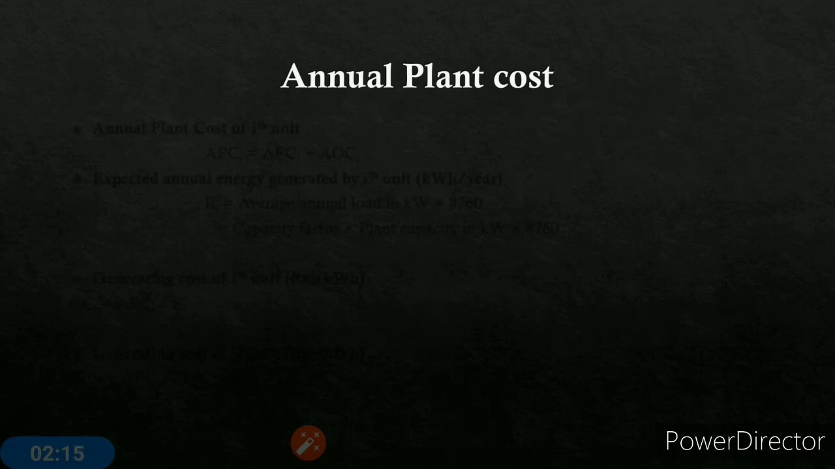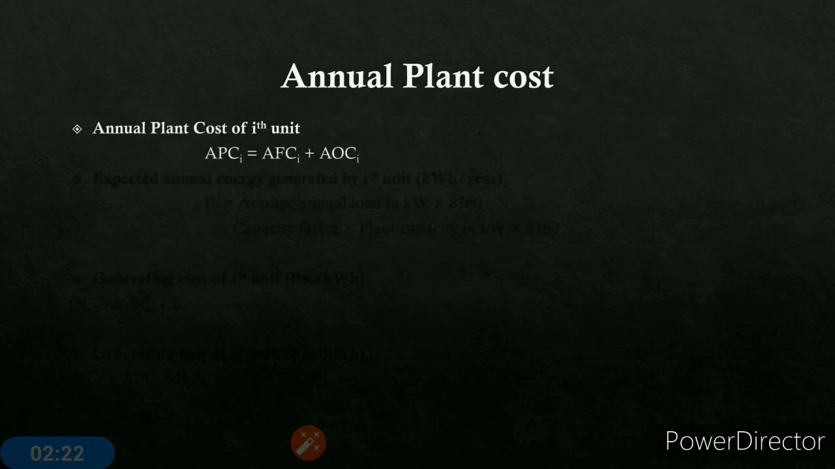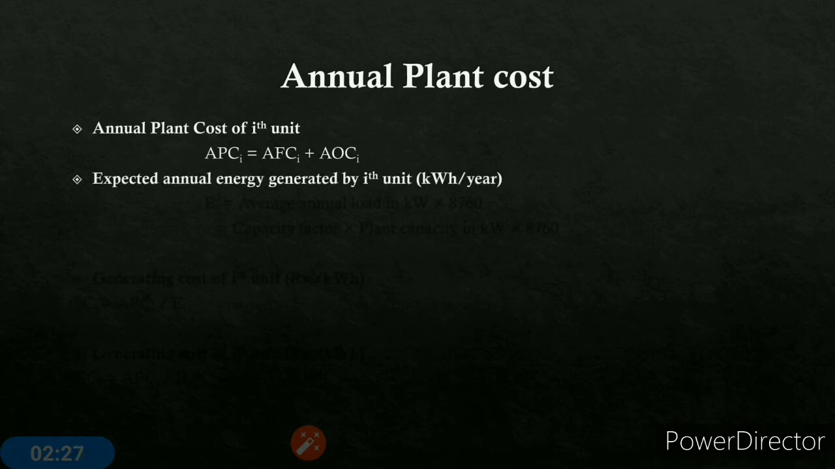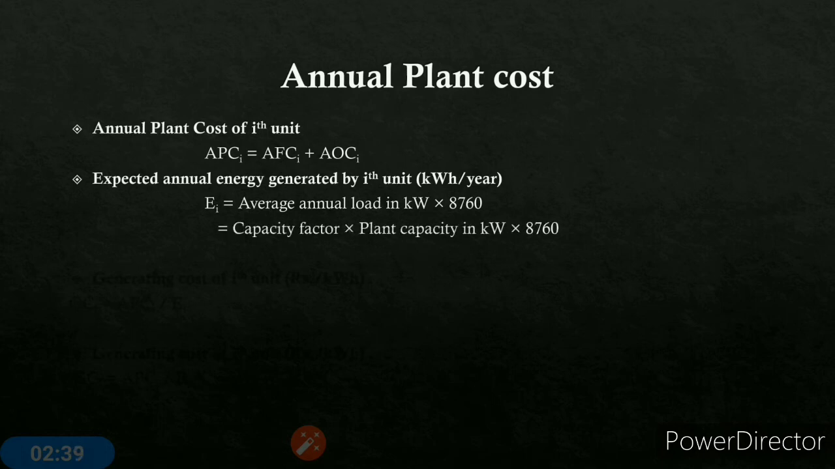So now we talk about the annual plant cost. The annual plant cost of the ith unit is nothing but the sum of annual fixed cost and the annual operating cost. Now the expected annual energy generated by the ith unit, which is given by E_i, is equal to the average annual load in kilowatts multiplied by 8760 hours, which is nothing but the capacity factor multiplied by the plant capacity in kilowatts into 8760 hours.